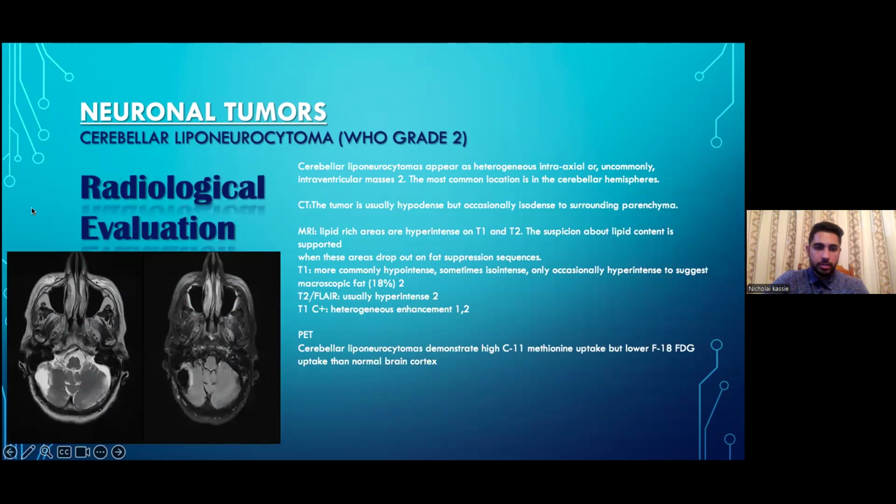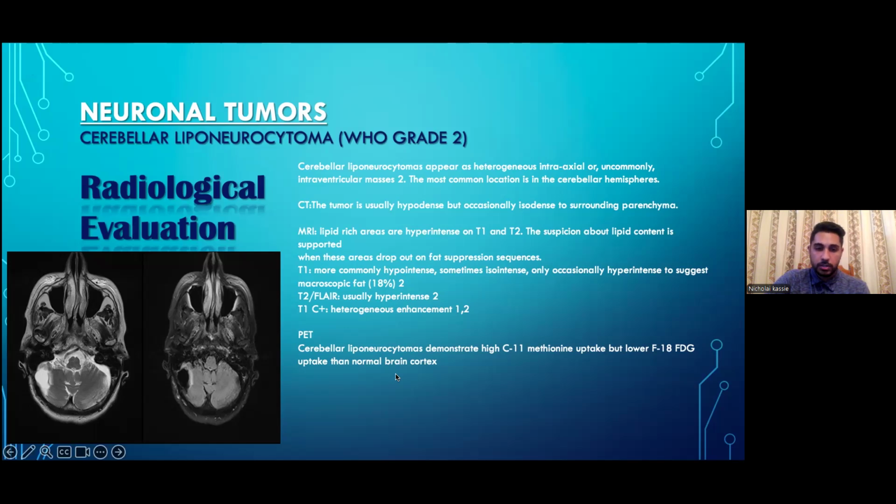In terms of radiological evaluation, cerebellar liponeurocytomas appear as heterogeneous intraaxial or uncommonly intraventricular masses. The most common location is in the cerebellar hemispheres. On CT, the tumor is usually hypodense, but occasionally isodense to surrounding parenchyma. On MRI, lipid-rich areas are hyperintense on T1 and T2, and suspicion about lipid content is quite supported in these cases. T1 is most commonly hypointense, sometimes isointense, and not occasionally hyperintense to suggest macroscopic fat. T2 FLAIR is usually hyperintense, and T1 C plus heterogeneous enhancement can be seen.